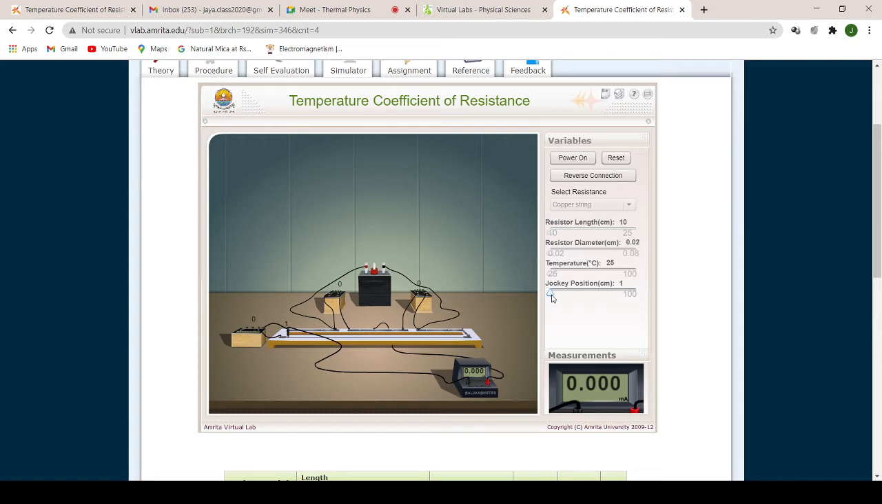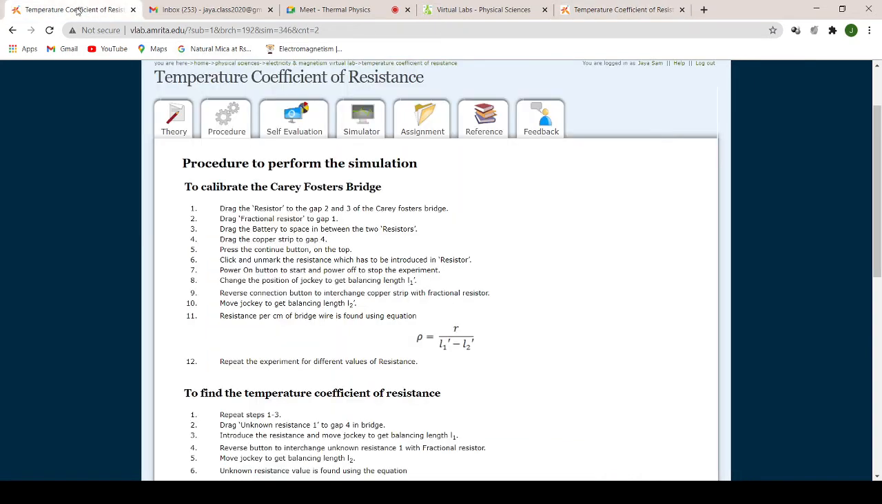So now this part of the experiment is to calibrate your Carey-Foster bridge. So you have to switch on the power. Okay. Now once you switch it on, it is showing NaN, right? So it is not showing any readings to you. So one more step that we have to do. What is that step? If you see here, the resistors are showing 0 resistance. So you have to put some resistance over here. Okay. So let us see what resistance you have to keep.